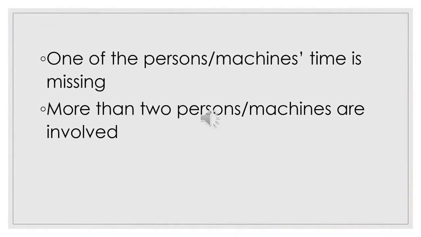So for this video, I'll be covering two major themes. One is when one of the persons, machine, or object's time is missing, and the second one is when there are more than two persons or machines or objects involved in the problem.